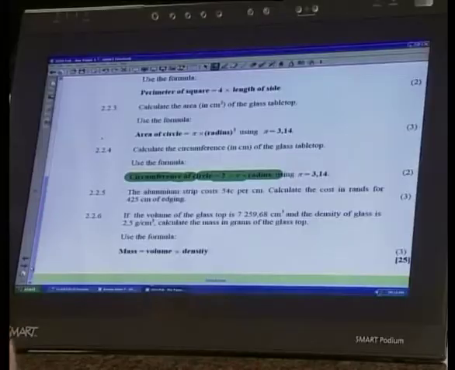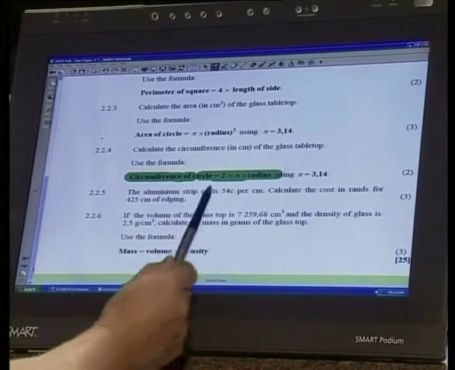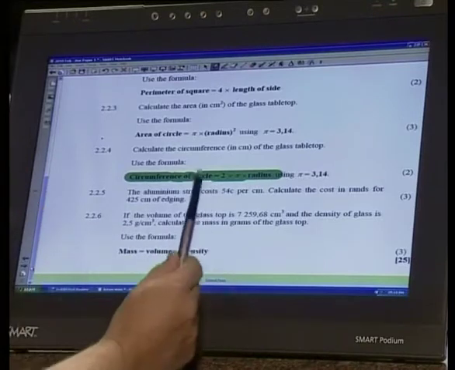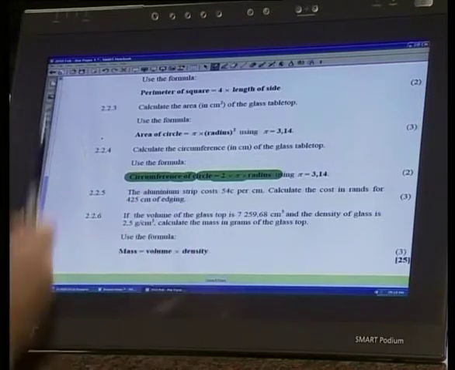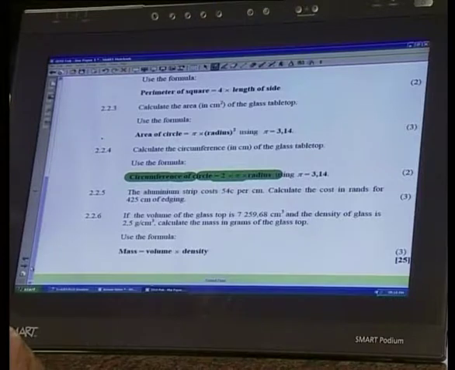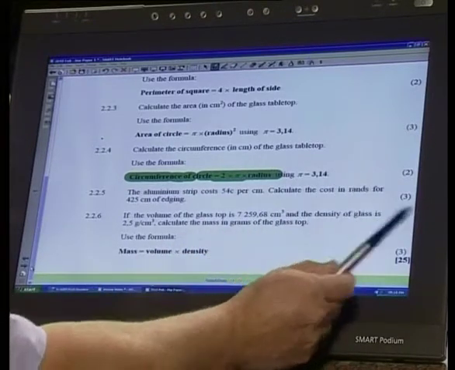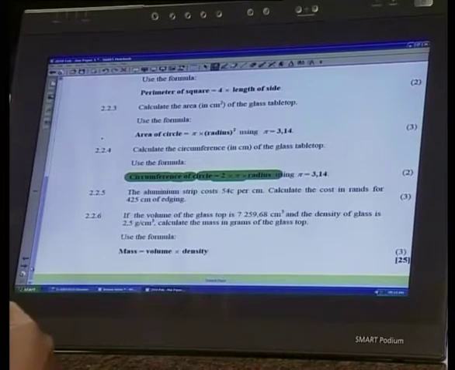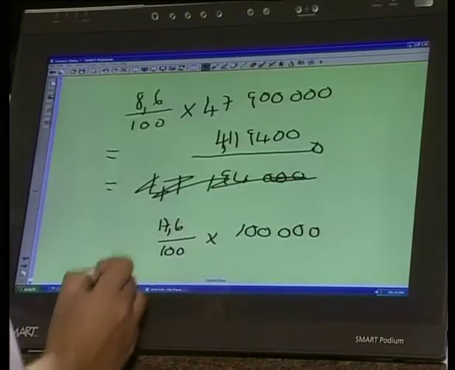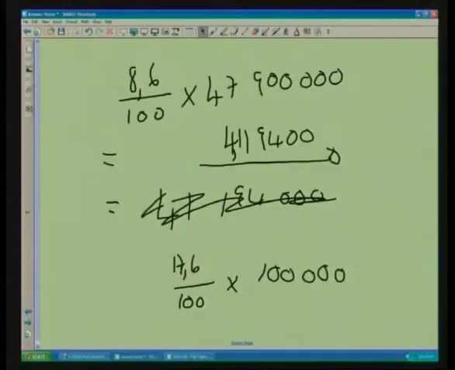So, back to our question once again. Now we've got this aluminium strip. We're told it costs us 54 cents for every centimeter we buy. And we're going to calculate the cost in rand for 425 centimeters. So we've got 425 centimeters.